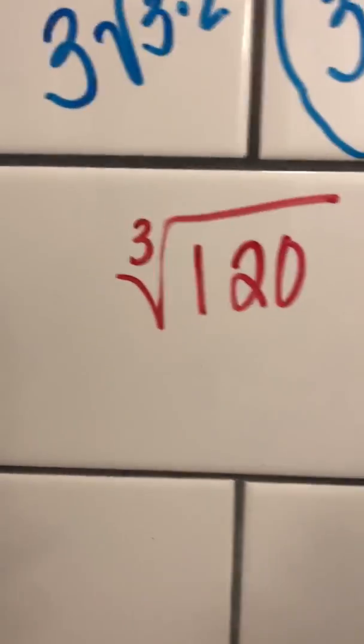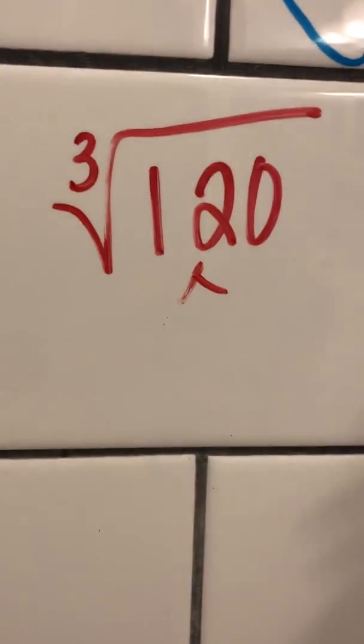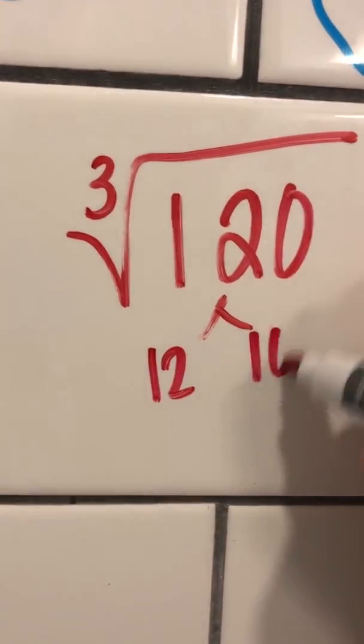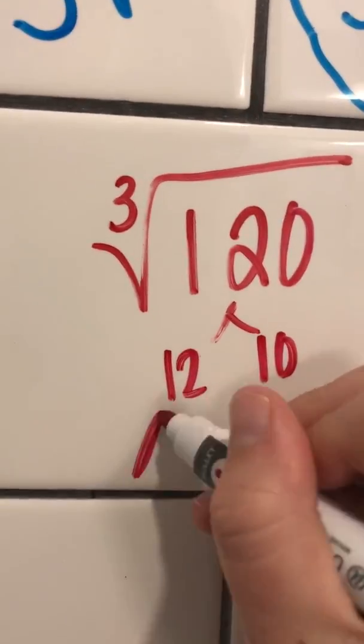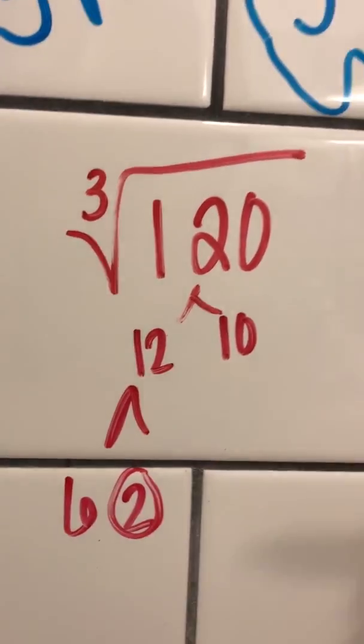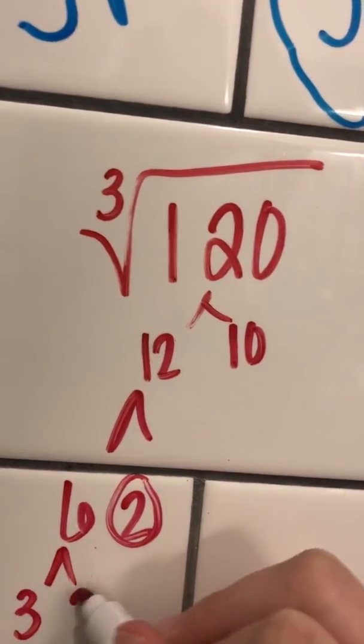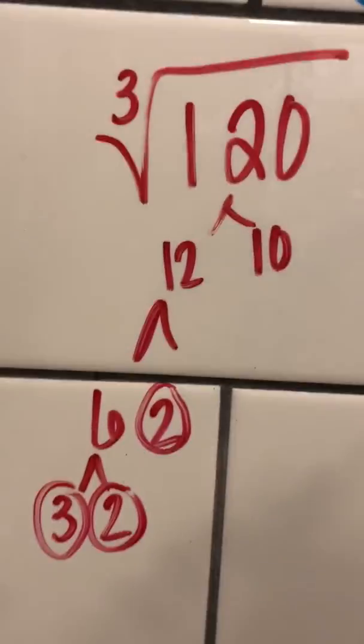And I'm going to just start with a factor tree like I would for every other problem. Step one is just always a factor tree. I think the easiest way to break this one down is going to be 12 and 10. My 12 can break into 6 and 2. I'm going to circle my 2. It's prime. I can't break it down anymore. And the 6 can break into 3 and 2, both of which can be circled.